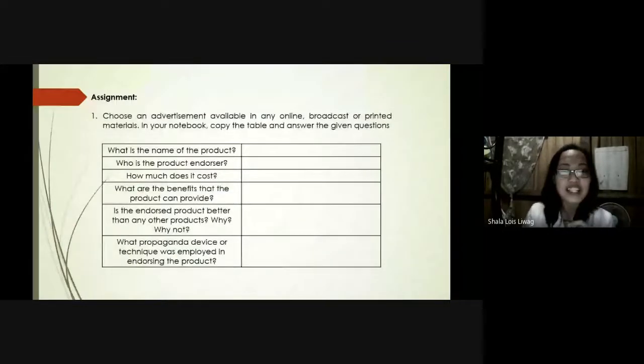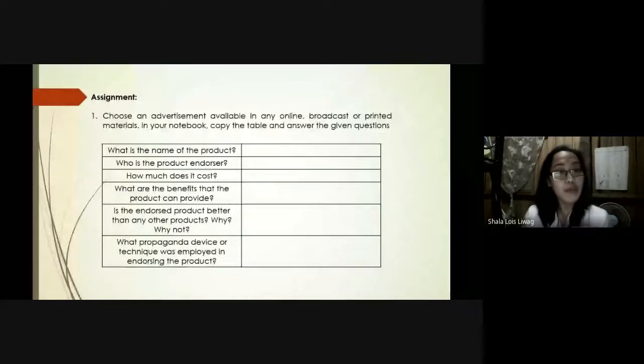Before we dismiss, I will give you an assignment to turn in tomorrow. The instructions are: you will choose an advertisement available in any online, broadcast, or printed materials. In your notebook, copy the given table and answer the questions. What is the name of the product? Who is the product endorser? How much does it cost? What are the benefits that the product can provide? Is the endorsed product better than any other products? Why? Why not? What propaganda device or technique was employed in the endorsing of the product?